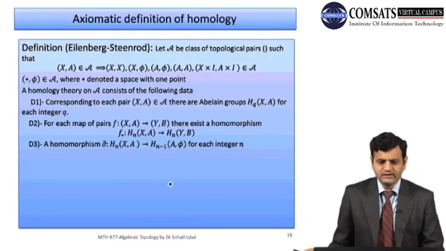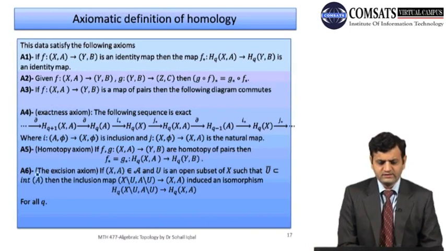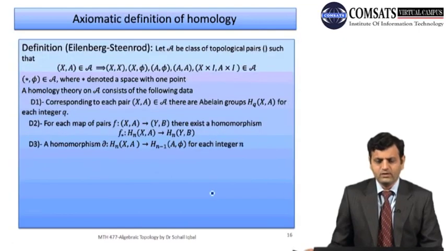Okay, so let's go back and see what is the axiomatic definition of homology. In this axiomatic definition of homology, there was this excision axiom as well. So we can say that singular homology satisfies this excision axiom as well. We are not proving the excision axiom for singular homology, but we will be using it to calculate the homology of spaces. Singular homology satisfies the excision axiom, which is one of the axioms of homology.